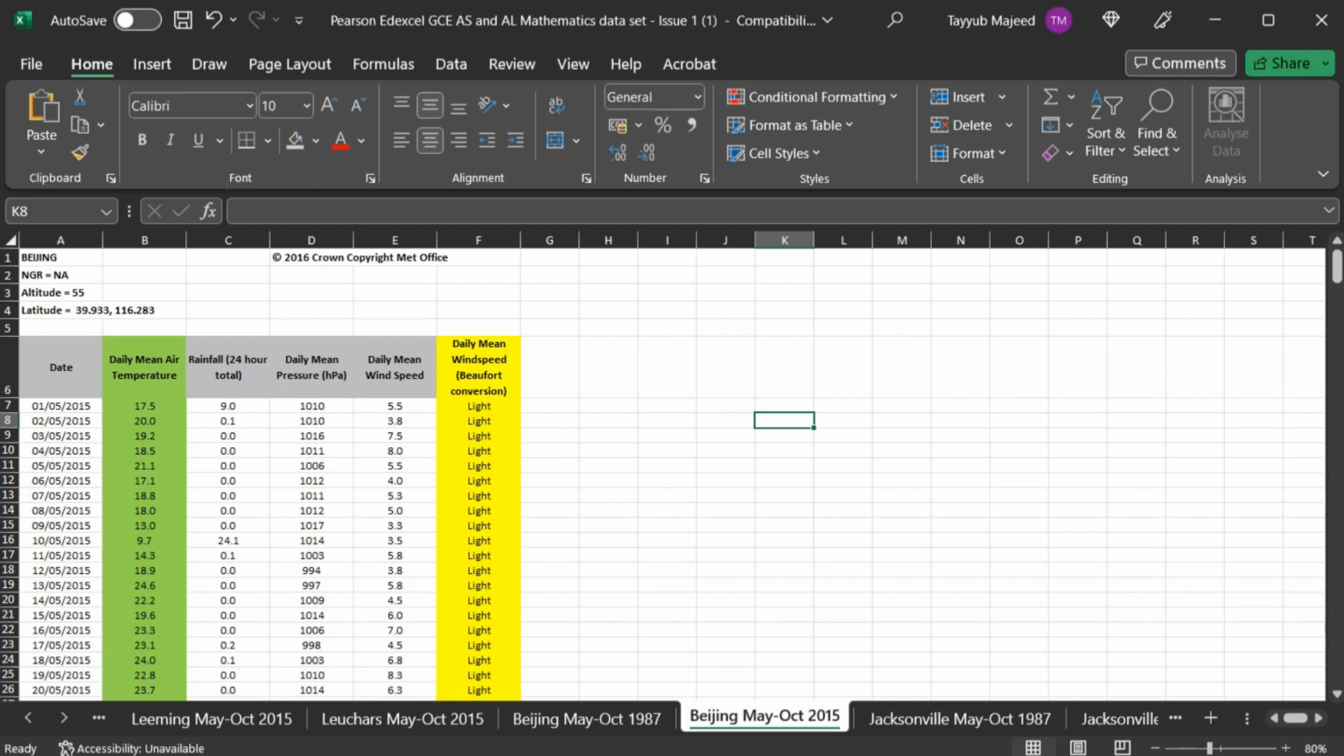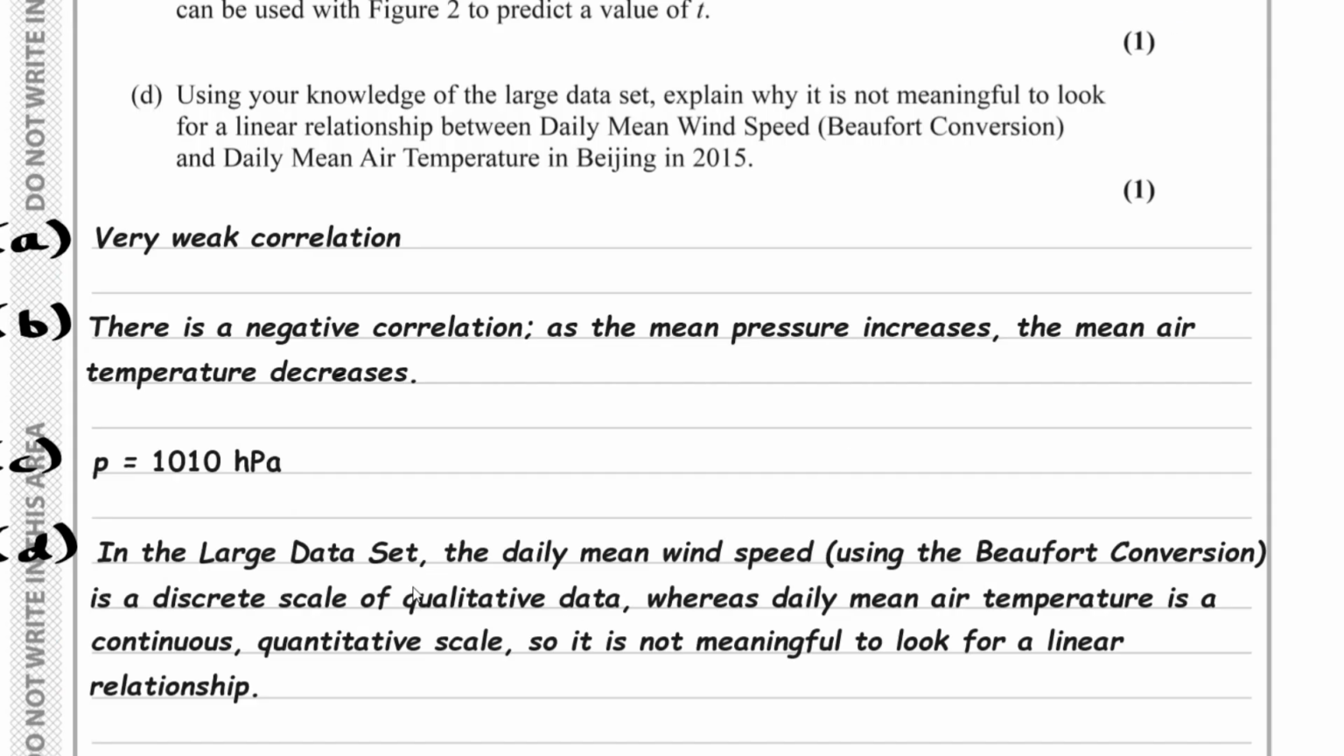So, in the large dataset, the daily mean wind speed using the Beaufort conversion is a discrete scale of qualitative data, whereas daily mean air temperature is a continuous quantitative scale, so it is not meaningful to look for a linear relationship.